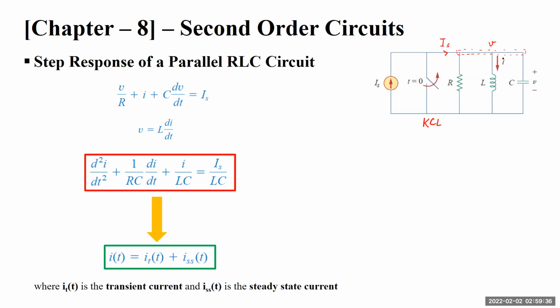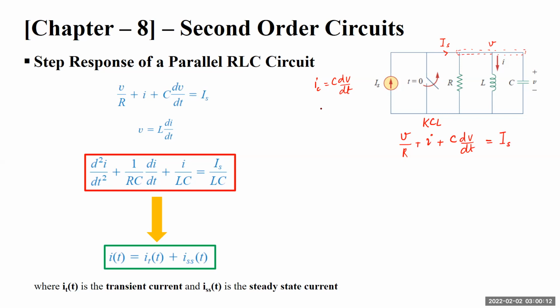The current entering this node, or super node, is IS. So writing the overall equation, we get the current through the resistor, V divided by R, plus the current through the inductor, that is given as I, plus the current through the capacitor. We know that IC is given as C times dV by dt, where the capacitor voltage is V. These are the currents flowing out of the node, and the current entering this node is equal to IS.